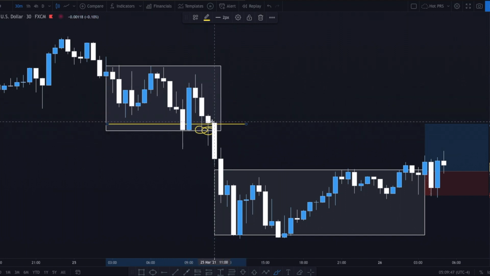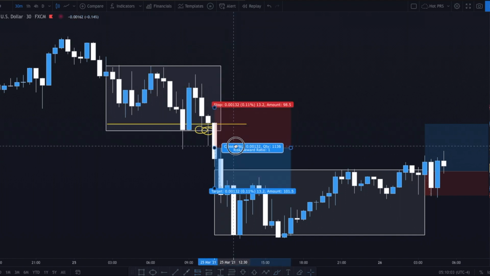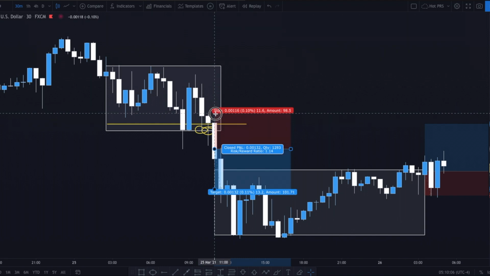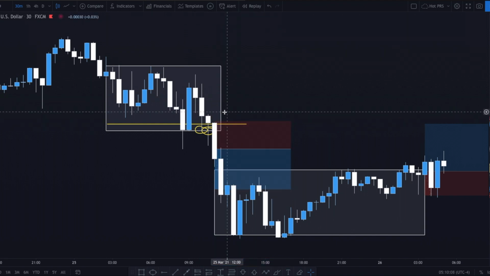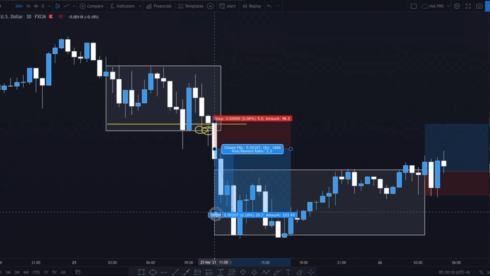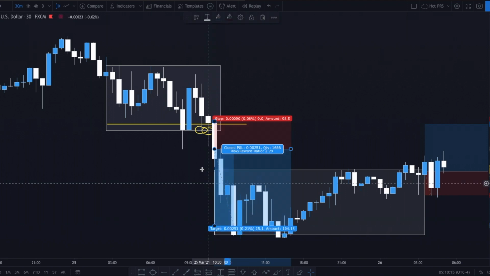But after seeing price break the zone with this 30-minute candle, we didn't get a retest back up to these levels, so I didn't get into the trade, and the trade played out wonderfully. So the trade would have looked something like this: 9 pips stop loss above this candle, TP 25 pips. So that would have been the trade, but we didn't take that trade.